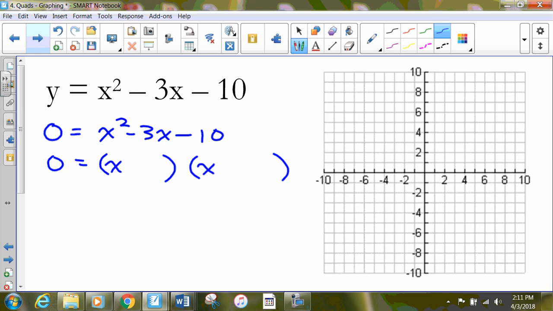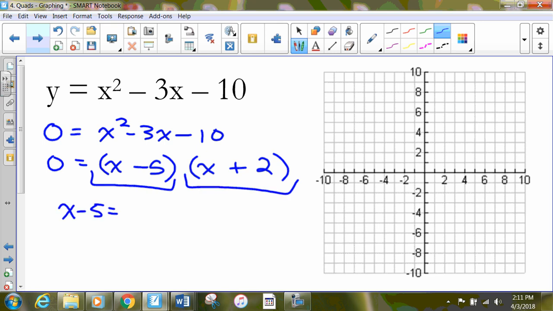What are you guys thinking? How about -5 and +2? Does that sound good? -5 times 2 is -10. -5 plus 2 is -3. Sounds good to me. And now I've got something times something equals 0. So I'm going to go ahead and set each one of them equal to 0. So either x is equal to 5 or x is equal to -2.